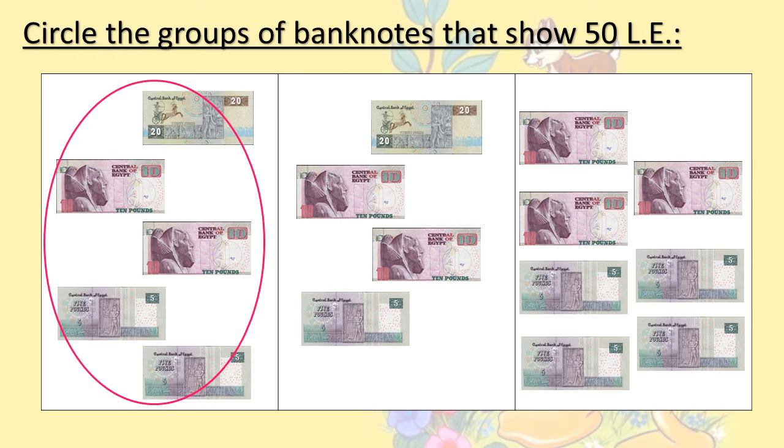Let's count the banknotes in the third group. I'm going to skip count by 10 when I see 10. So I have 10, 20, 30. 30 and 5, 35. And 5, 40. And 5, 45. And 5, 50. 50 Egyptian pound. So in the third group, I have a group of banknotes that show 50 Egyptian pound.